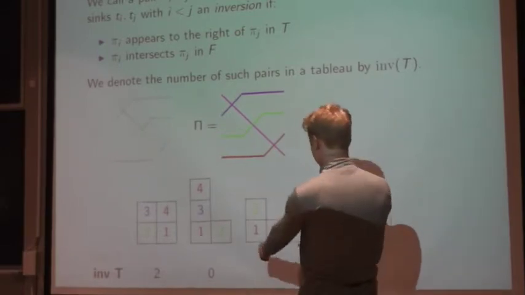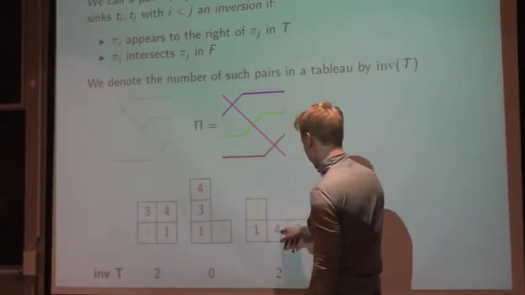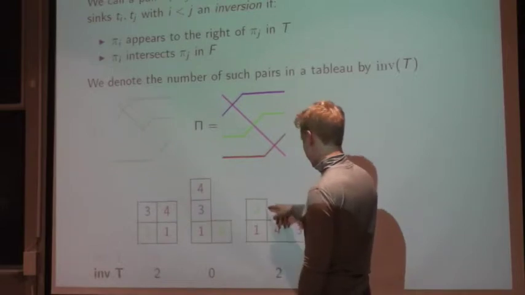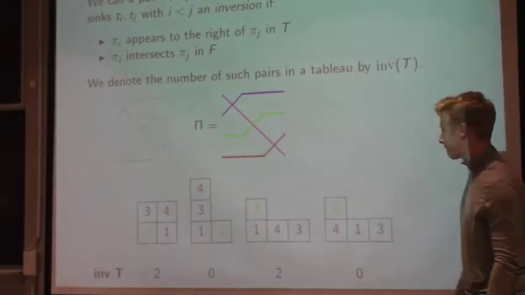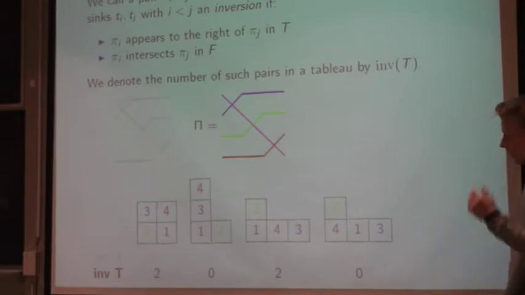I guess we could look at this one. Again, we really only have to look at wherever 4 is. Here it's out of order with respect to 2 and 1, so you get 2 inversions. Okay, so that's how we count inversions in a tableau.